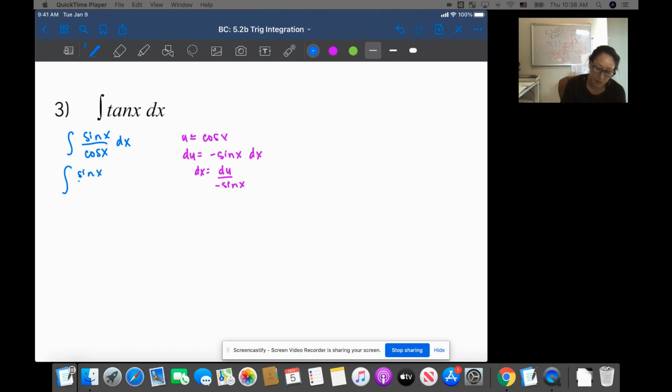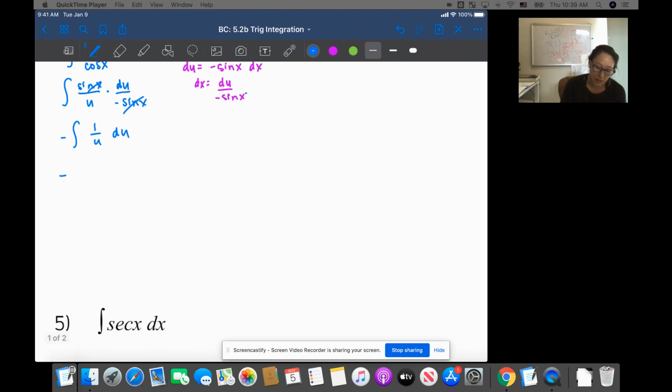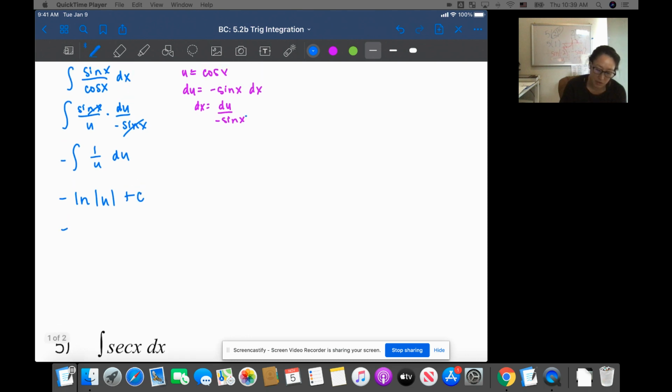So I have sine of x over u times du over negative sine of x. My signs cancel, giving me the integral of 1 over u du. So the integral of 1 over u is ln, the natural log of the absolute value of u plus c. And remember, u is cosine x. So this would be negative ln of the absolute value of cosine of x plus c. That's how we integrate tangent.